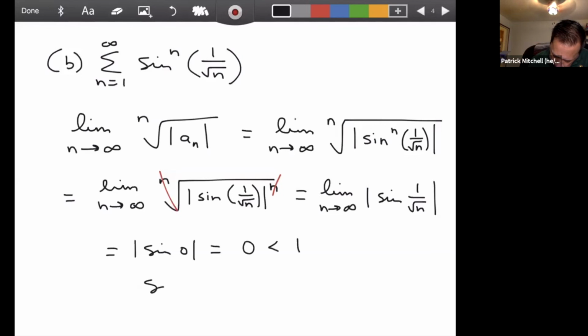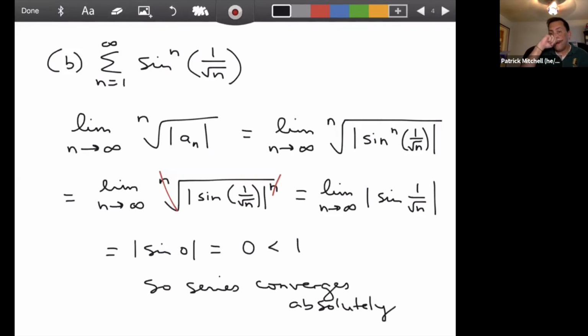And so this series also converges absolutely, and therefore converges. And this time converges absolutely is a good thing to say because this series does have negative terms.